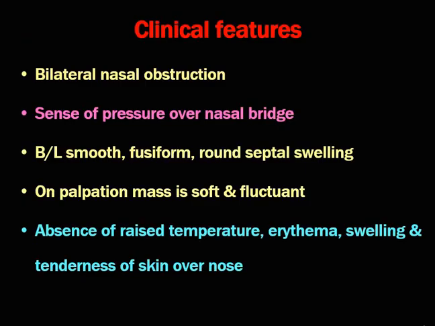Clinical features of septal hematoma: there will be bilateral nasal obstruction most of the time, but sometimes there might be unilateral obstruction. A sense of pressure above the nasal bridge will be there. On examination you can see a bilaterally smooth, fusiform and round septal swelling. On palpation, the mass is soft and fluctuant, so it is difficult to differentiate between hematoma and abscess simply clinically. There is absence of raised temperature, erythema, swelling and tenderness of the skin over the nose. This signifies that there is probably no abscess formation.